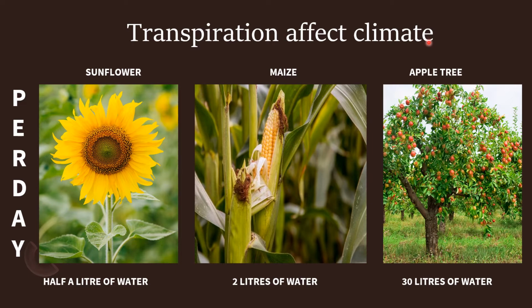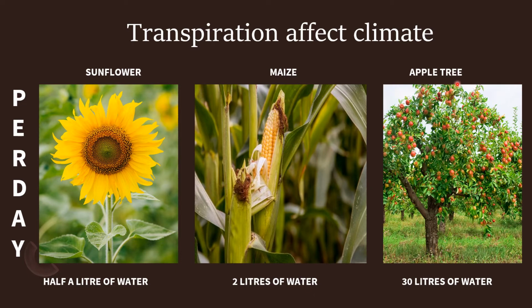Transpiration affects climate. How does transpiration affect climate? We can go through some facts. A single sunflower plant transpires half a liter of water per day. A maize plant transpires 2 liters of water per day. A single maize plant transpires 2 liters of water.